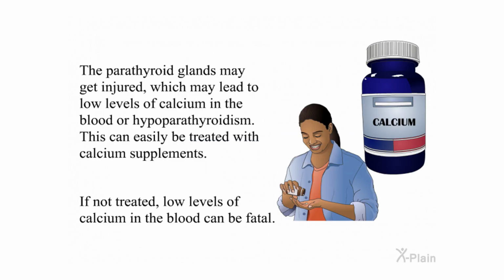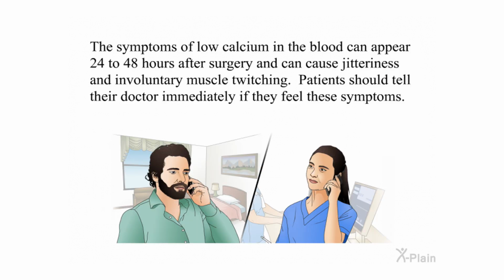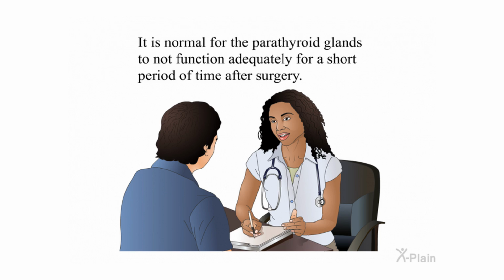The parathyroid glands may get injured, which may lead to low levels of calcium in the blood or hypoparathyroidism. This can easily be treated with calcium supplements. If not treated, low levels of calcium in the blood can be fatal. The symptoms of low calcium in the blood can appear 24 to 48 hours after surgery and can cause jitteriness and involuntary muscle twitching. Patients should tell their doctor immediately if they feel these symptoms. It is normal for the parathyroid glands to not function adequately for a short period of time after surgery.